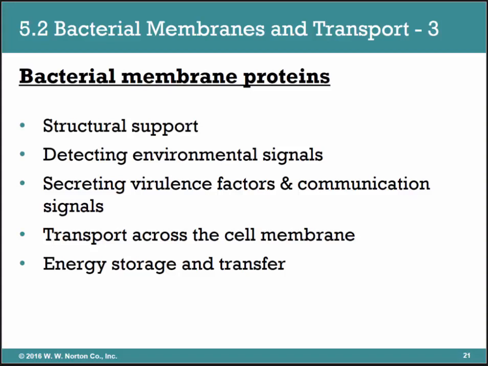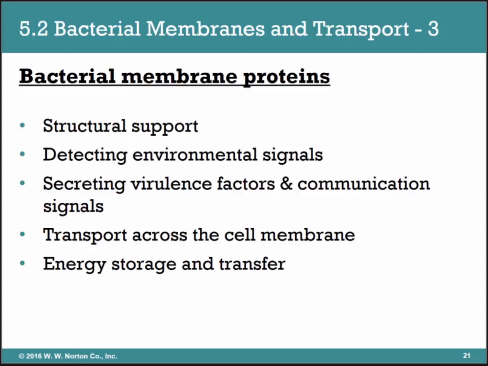3 is secreting virulence factors and communication signals. Some types of bacteria have membrane proteins that can help them secrete toxins created by themselves or medications that we use to kill them. Other membrane proteins can allow for communication among cells or the host they're infecting.